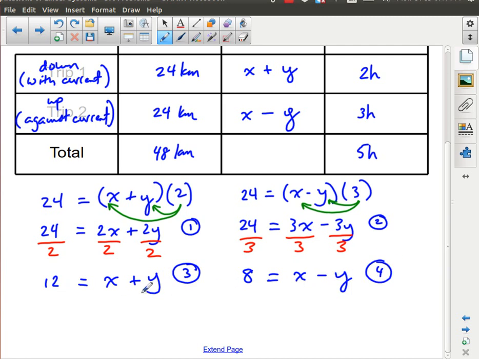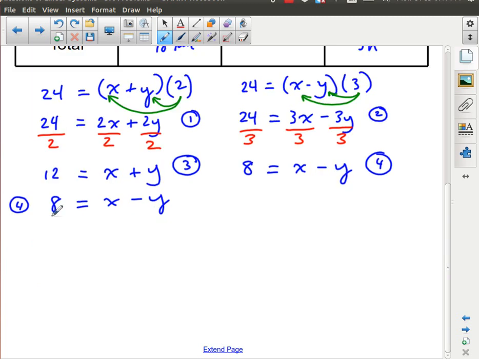These two equations are perfectly set up. They're in the same form. They have the same size coefficients, but one of them is negative and one of them is positive. This is meant for elimination. So I'm going to rewrite equation 4 down here. 8 equals x minus y. Couldn't be any simpler. I'm going to add equation 3 plus equation 4. 12 plus 8 is equal to 20. x plus x is equal to 2x. y minus y is equal to 0.